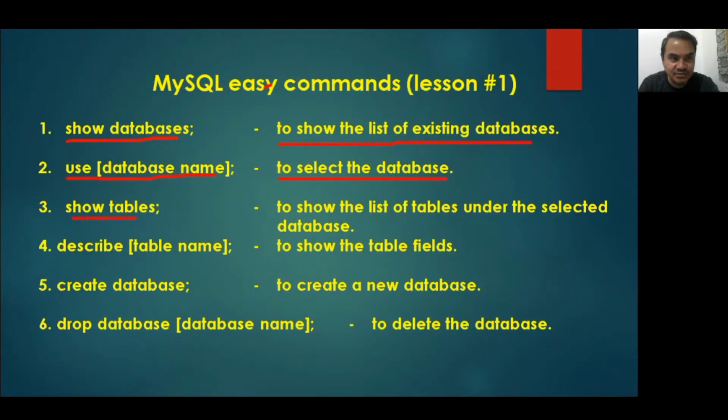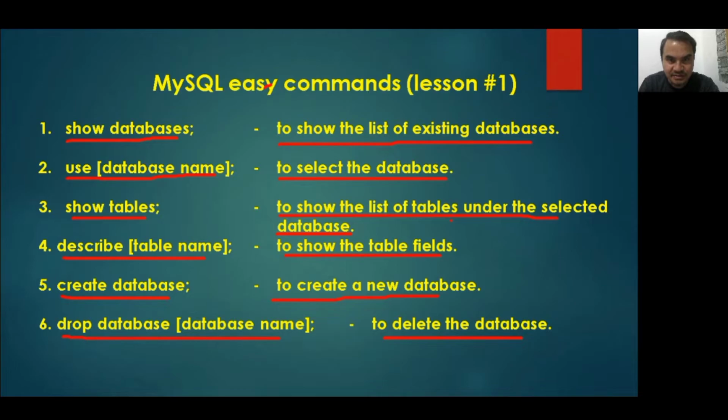Number 3 is show tables. This is to show the list of tables under the selected database. Number 4 command is describe and the table name. This is to show the table fields. Number 5, create database. And this is to create a new database. Number 6, drop database and the database name. This is to delete the database.